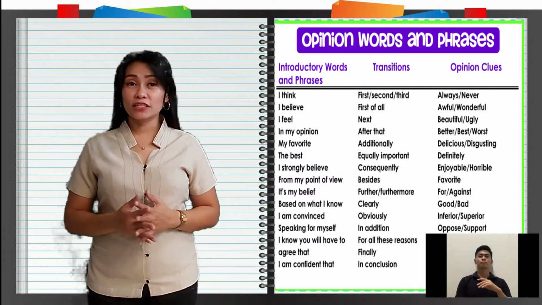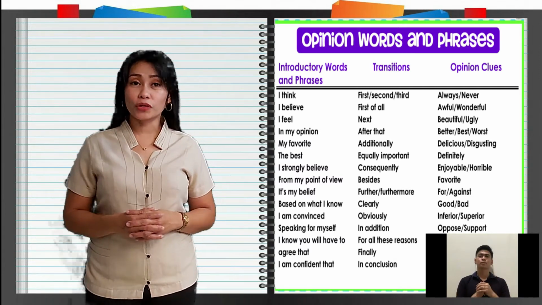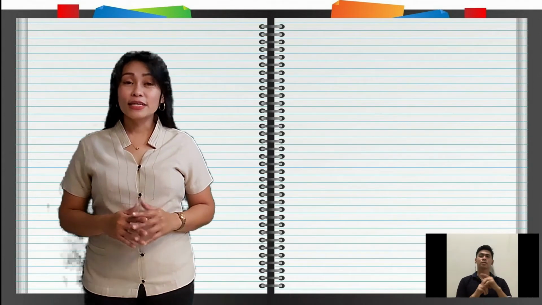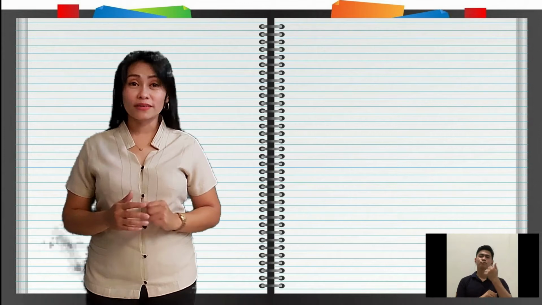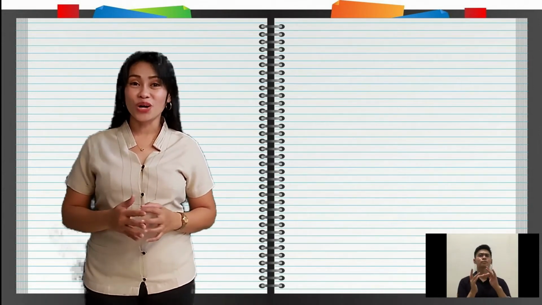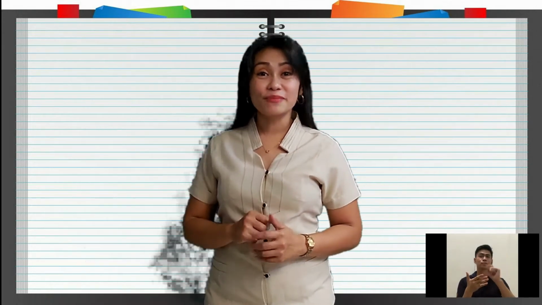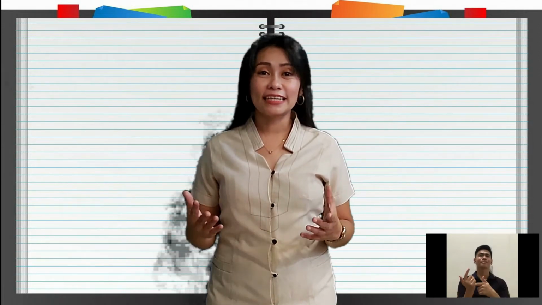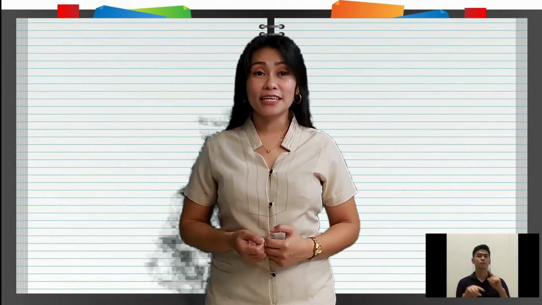Some of these are transitional devices, which are used to show connection and sequence of ideas and information in writing. To make your persuasive essay more convincing, factual information or statements could help you build your argument. Yes, argument. There is an argument in persuasive writing. However, only one or single point of view can be read or written. Only the reasons and evidences of the writer alone are presented, and not the reasons and evidences of others.